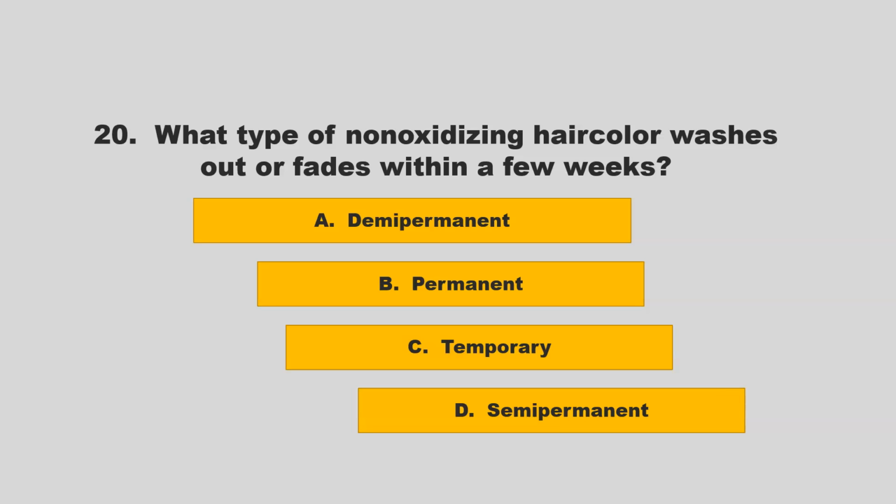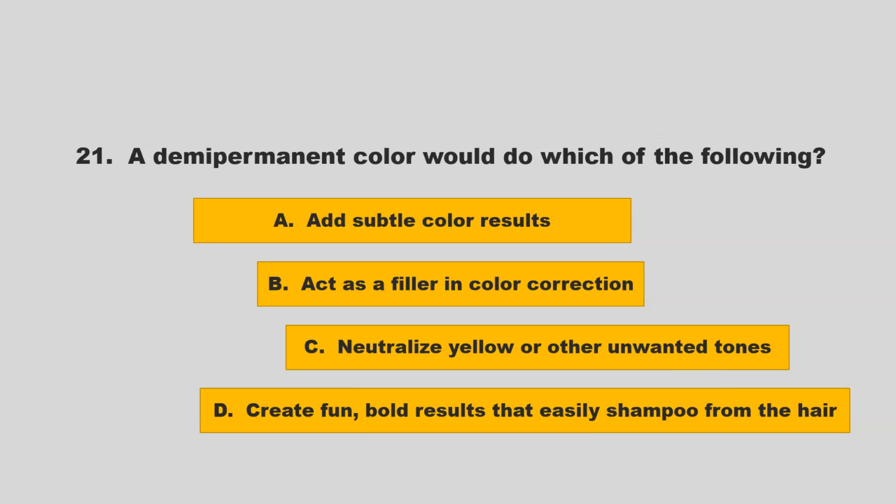What type of non-oxidizing hair color washes out or fades within a few weeks? Is it demipermanent, permanent, temporary, or semi-permanent? If you chose D, semi-permanent, you are correct.